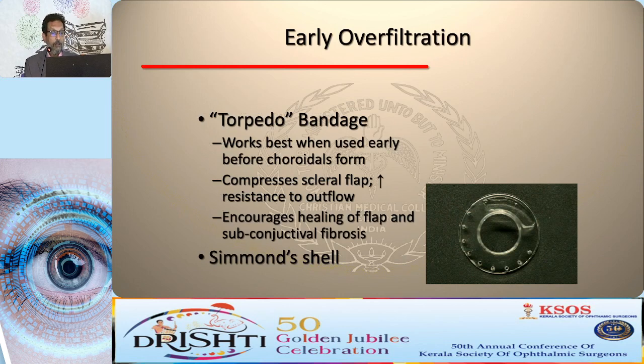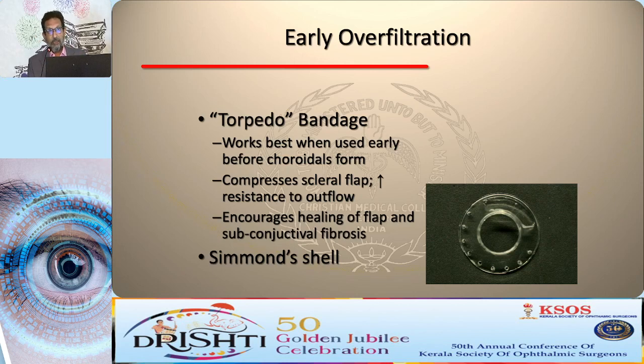Another option here, when you have no edge leak, but you have an overfiltration, is to use a Simmons shell. And this is what the Simmons shell looks like. It's sutured with that platform over the bleb, so you're putting pressure on the bleb and you're actually pressing on the scleral flap and trying to get it to heal a little bit.